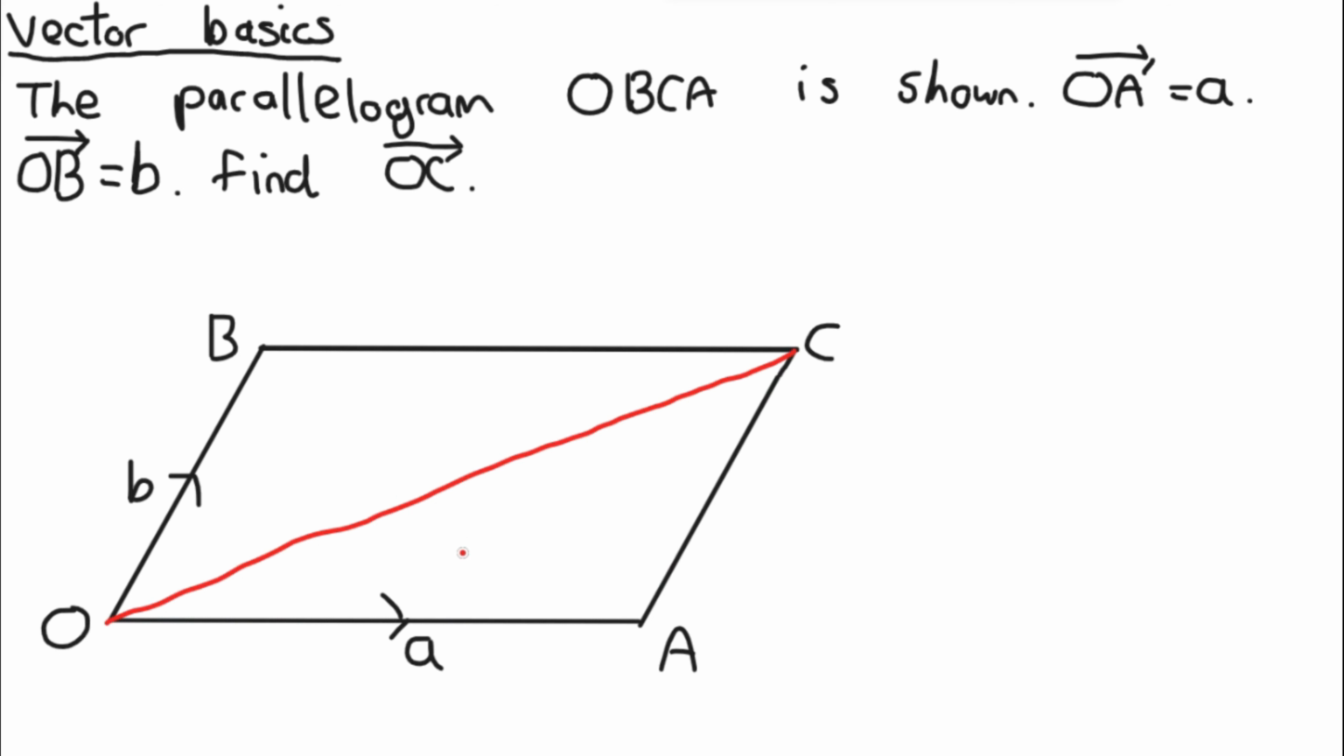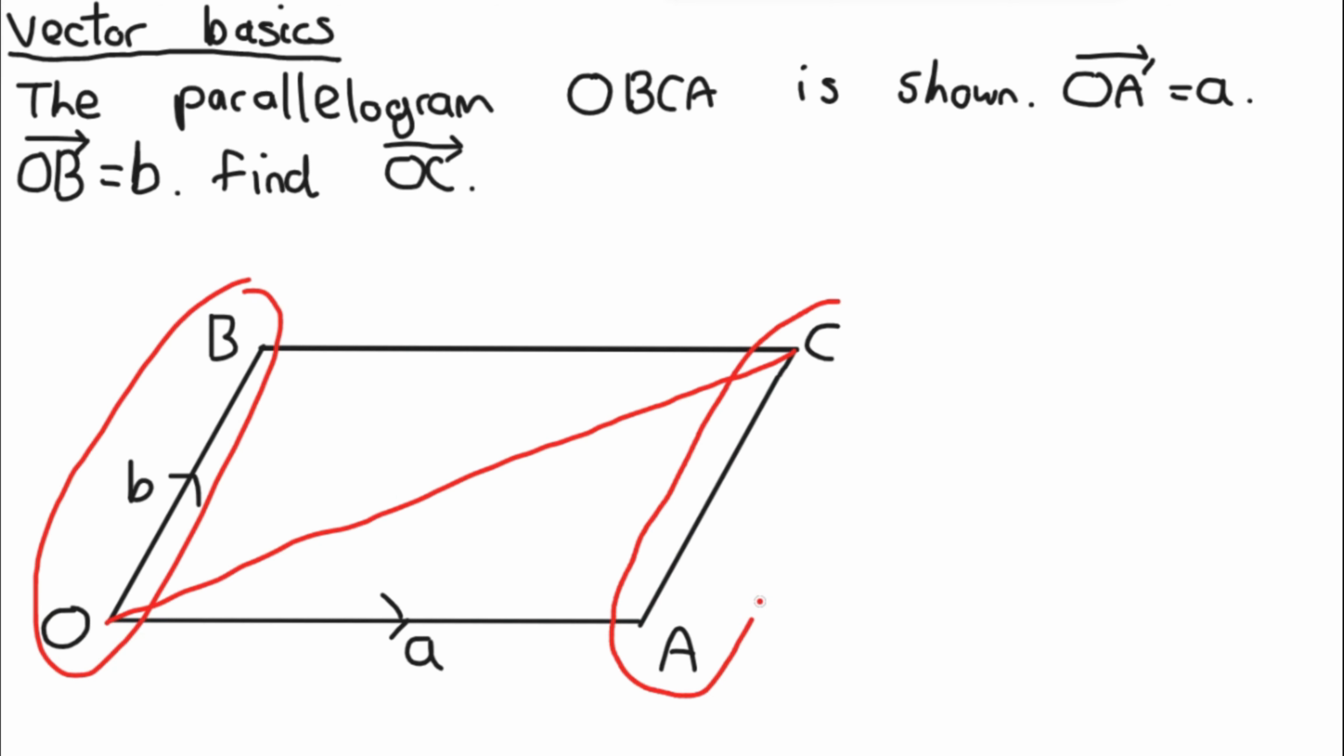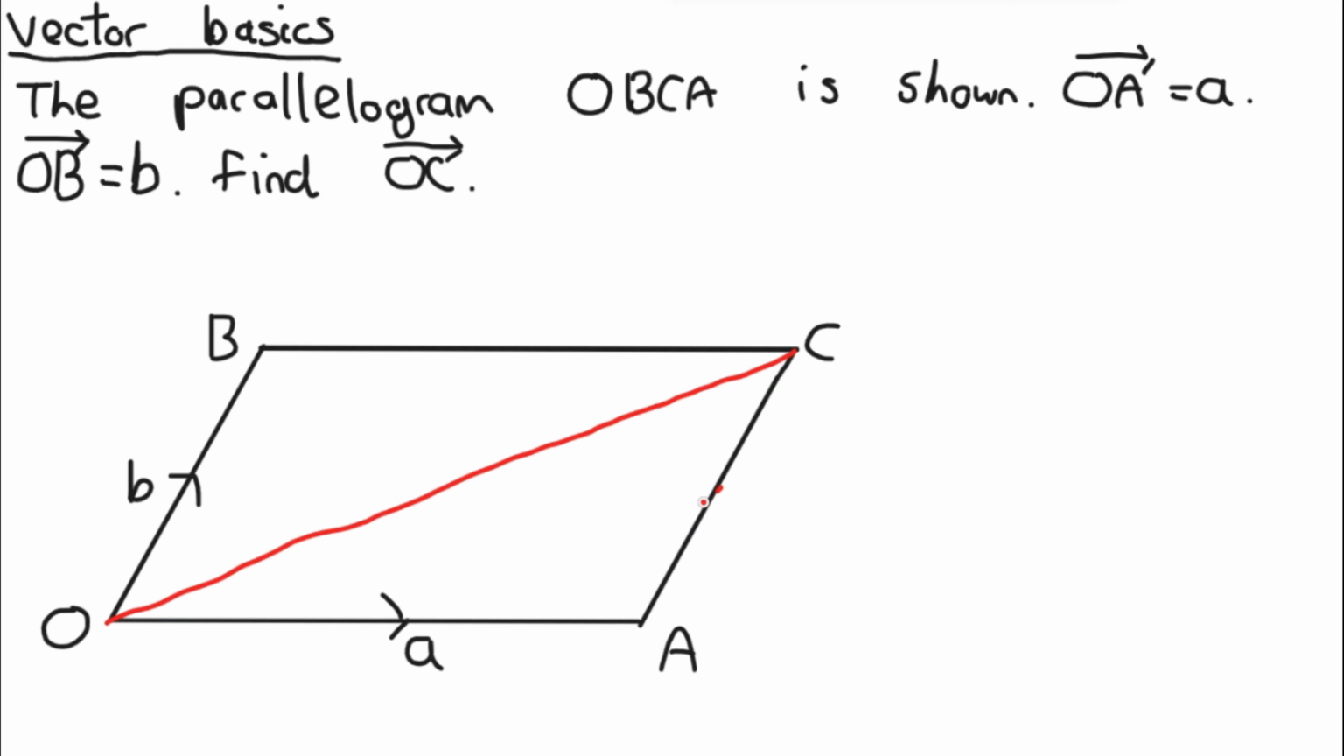Now the key to this is realizing that we have parallel lines that are the same size. So this line and this line are parallel, and they're both the same size, because that is one of the features of a parallelogram. So therefore this is also B, and the exact same logic is here, that this is also A. And then we can figure out the question.